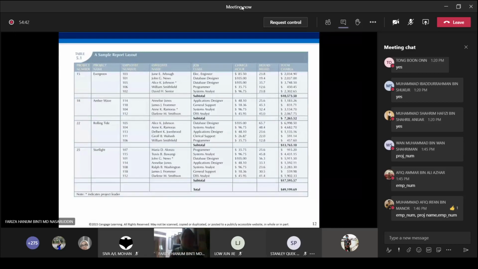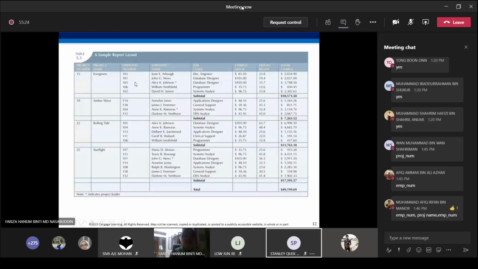This is a report. So this can be a source that you get from your company. Let's say now you're doing a project, right? So you can go to the company and look at the report. This is a layout of the report. From the report, you can see that this company is running a few projects, correct? Each project will have its name. Each project will have many employees. Each employee has their own name, job class, charge per hour, hours billed, and the total charge, how much you will get. This times this, you'll get this, right?